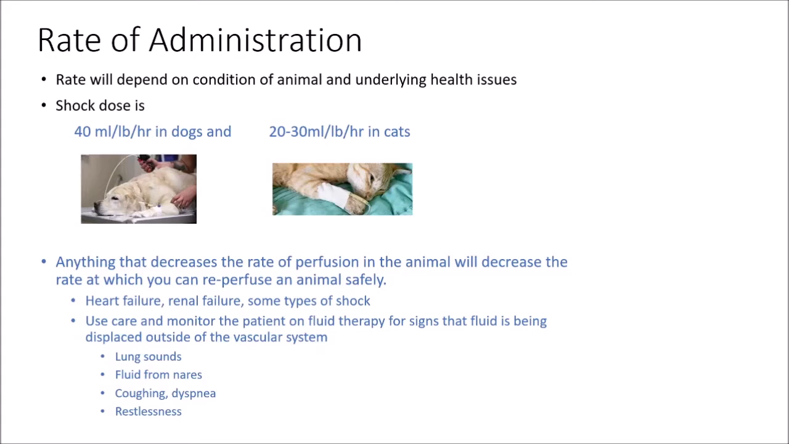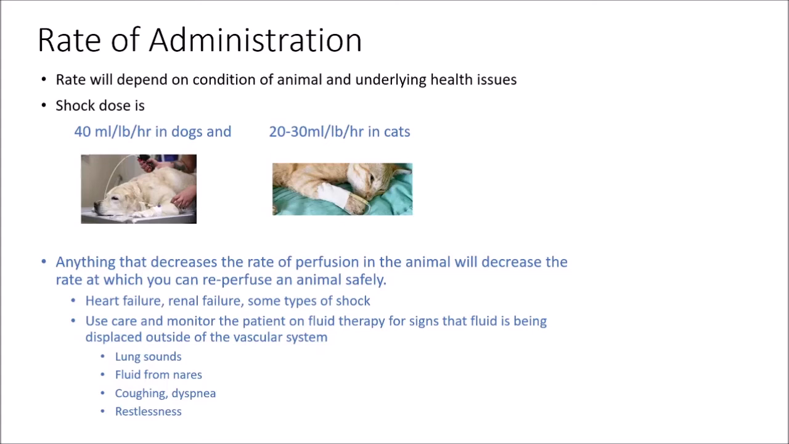We also want to be very careful and monitor any patient on fluid therapy for signs that the fluid is being displaced outside of the vascular system and into the tissue at too big a rate. So if they're overhydrated, we're going to hear some crackling and rattling of the air through the fluid in the lung sounds. We're going to see fluid dripping from their nares, so there will be fluid dripping from their nose. They may be coughing. They may be having trouble breathing. They may be really restless because it's really uncomfortable to get so much fluid. So we want to watch that very, very closely.